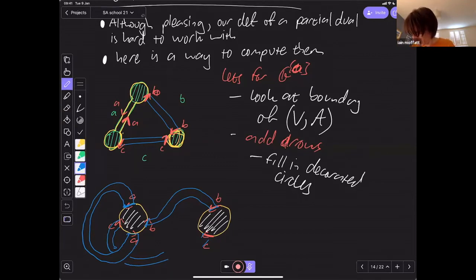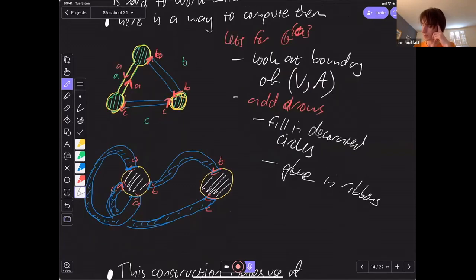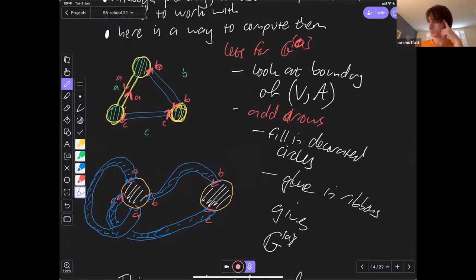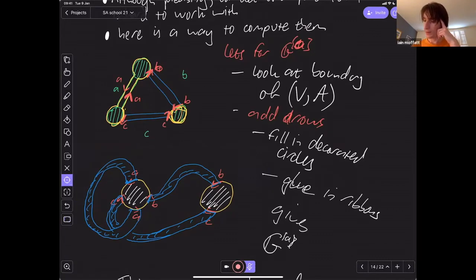So I come out of C, go around, connect to the tail of my other C, go along, come out like that. And then what have I got? I've got my new ribbon graph. So I just glue in the ribbons, and what I end up with is my partial dual of G with respect to the edges. And this process is much easier than the definition.